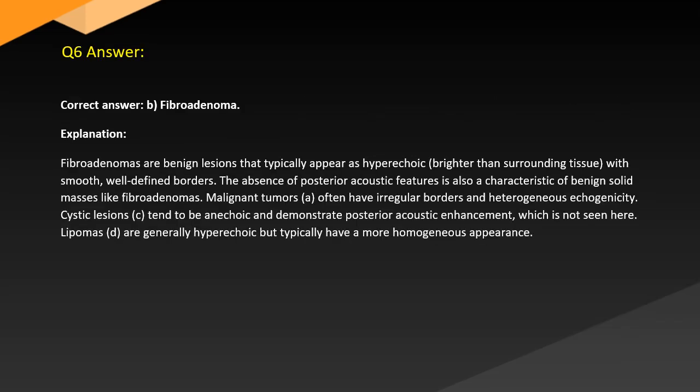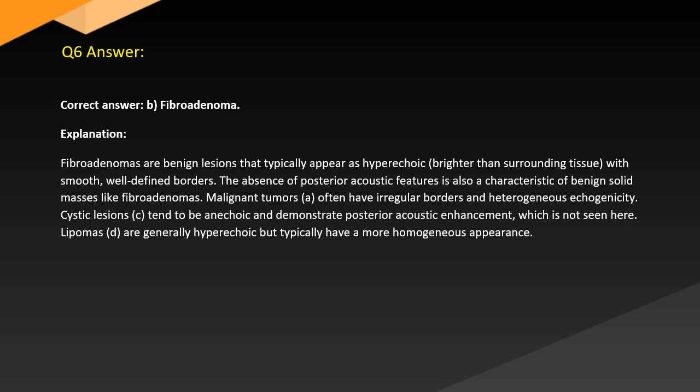Answer. Correct answer: B. Fibroadenoma. Explanation. Fibroadenomas are benign lesions that typically appear as hyperechoic, brighter than surrounding tissue, with smooth, well-defined borders. The absence of posterior acoustic features is also a characteristic of benign solid masses like fibroadenomas.